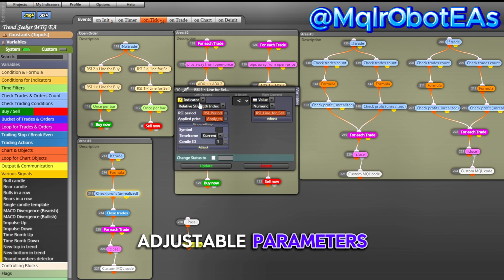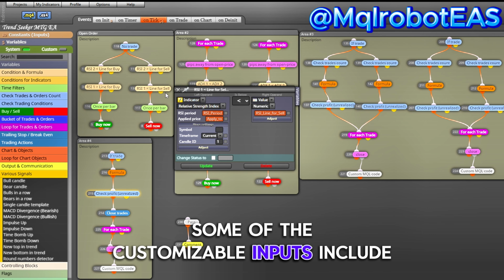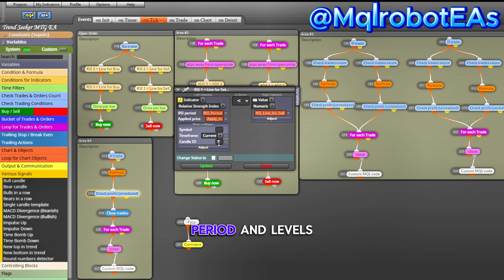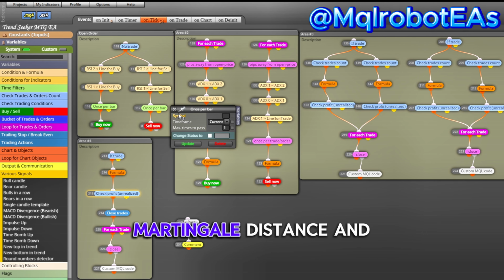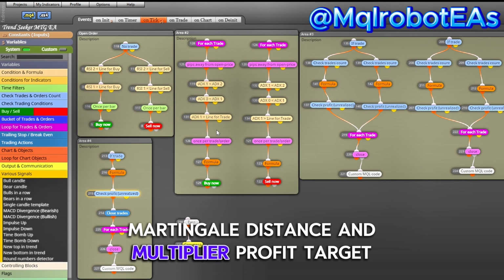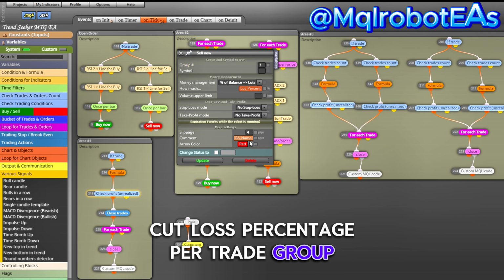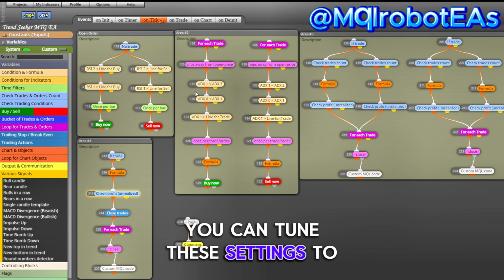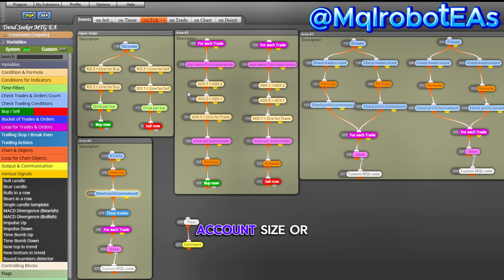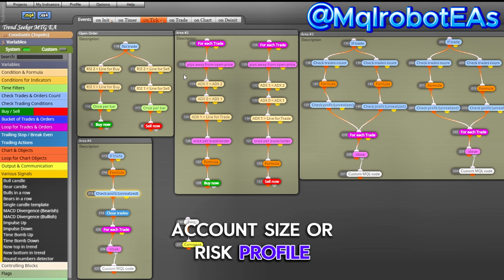Adjustable parameters. Some of the customizable inputs include RSI period and levels for buy and sell, ADX period and signal thresholds, Martingale distance and multiplier, profit target levels, and cut-loss percentage per trade group. You can tune these settings to suit your trading style, account size, or risk profile.